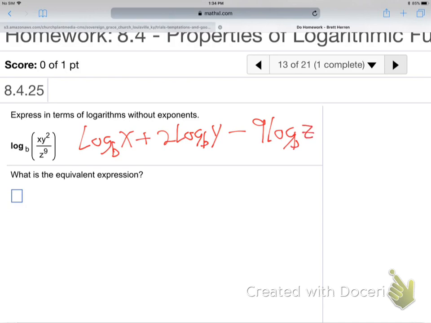Does that make sense? The stuff on the top that's multiplied becomes added. See how those two become added? Because x and y are timesed. Multiplying becomes adding, right? And then the z is on the bottom, so that's subtracted. Dividing is subtraction, right? And the powers go to the front.